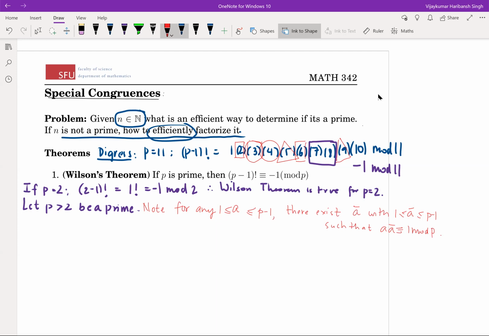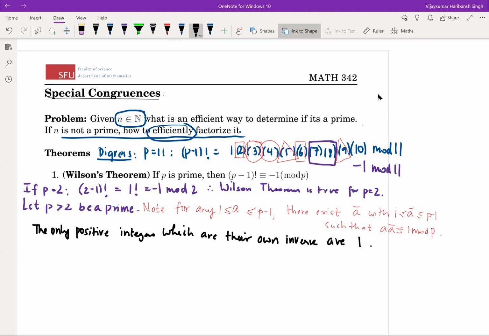So now what we can do is start pairing up. But before we pair up, we should say which ones pair with themselves. The only positive integers which are their own inverse are a such that a is congruent to 1 mod p or a is congruent to minus 1 mod p. In this case, they are 1 and p minus 1.